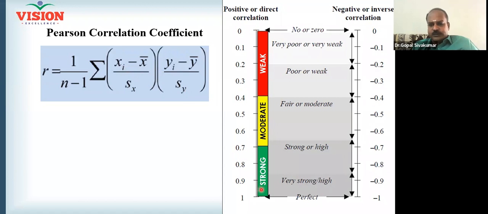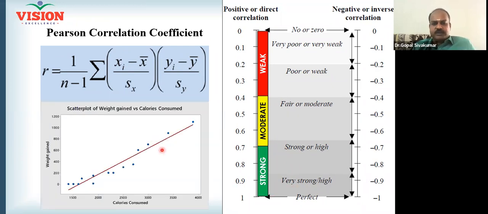See here, 0 to +1, positive correlation. 0 to -1, negative correlation. Up to 0.4, it is weak correlation. 0.4 to 0.7, moderate correlation. 0.7 to 1, strong correlation. Clear? And now, this is the problem we have discussed.